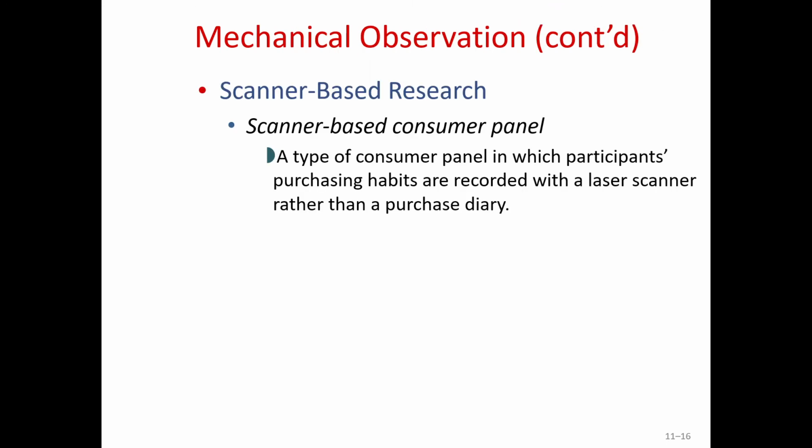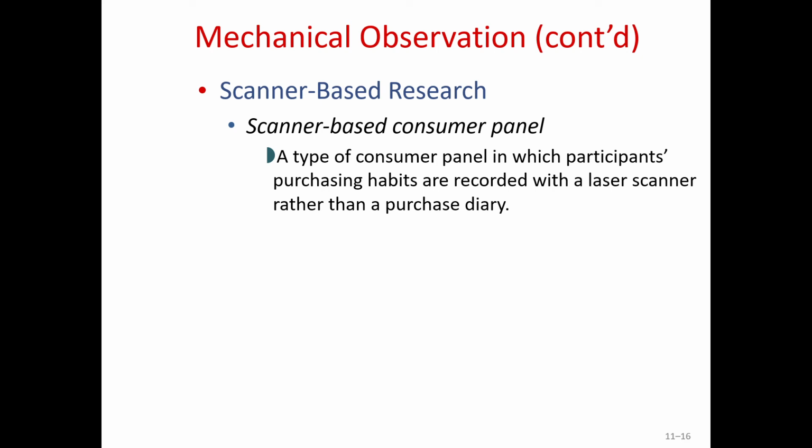Scanner-based research. Laser scanning, optical character recognition, and barcode technology, like the UPC, Universal Product Codes, accelerated the use of mechanical observation in business research as well. Secondary data about the product category, about the movements generated from retail stores using scanner technology, allows researchers to investigate questions that are demographically or promotionally specific.